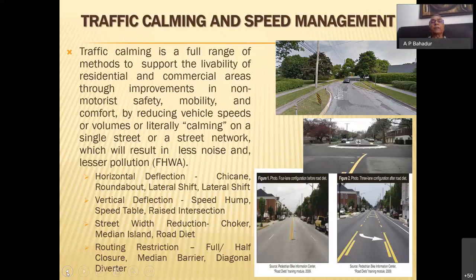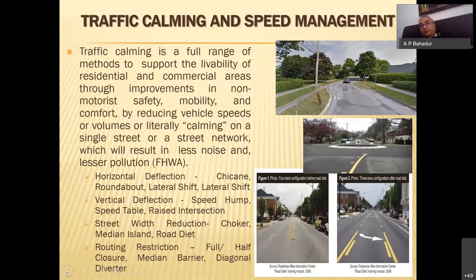And the idea is to reduce the adverse impact of the traffic movement on the people living in the nearby locality. And there are certain tools and mechanisms for reduction of the speed. One is the horizontal deflection. You provide chicane. Chicane is a term whereby you somewhat narrow the road by providing physical narrowing. Roundabout, lateral shift. You have a vertical deflection by provision of the speed table, speed hump, or raised intersection. You restrict the width of the road by provision of the choker or median island or road diet. Then road restriction, half closure, median barrier, diagonal diverter. So these are the menu of options which are to be used for traffic calming.